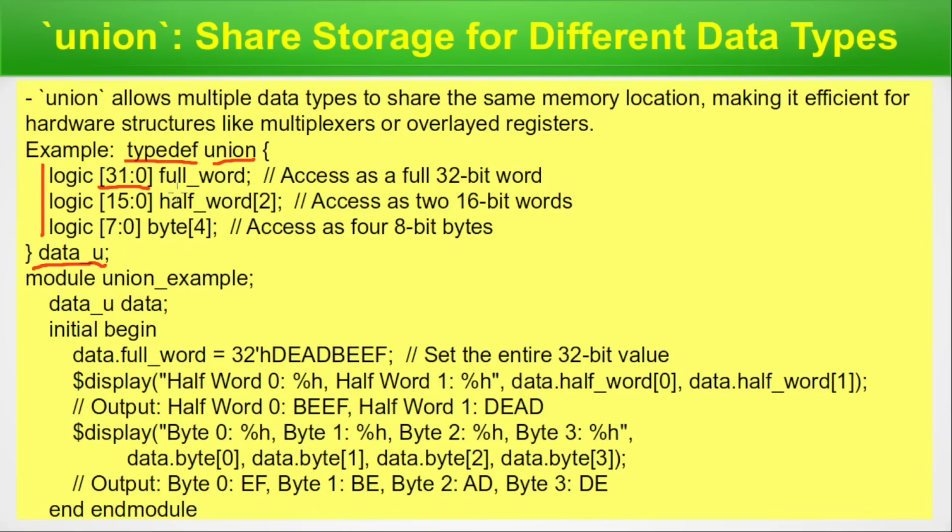31 down to 0 is the full word. 15 down to 0 is the half word of 2, that is half of the full word, and we have logic 7 down to 0 byte, and here we have 4. This gives access to 8-bit bytes, this gives access to 16-bit half words, and this gives access to the full 32-bit word. So this way we define a union. That means the data is the same. However, we can have different slices of it.